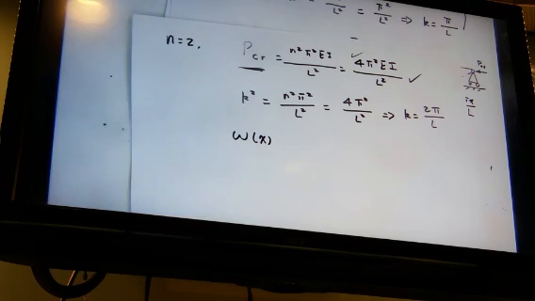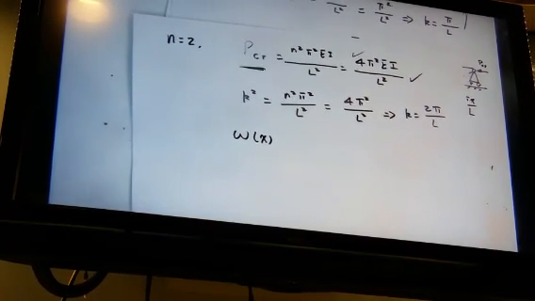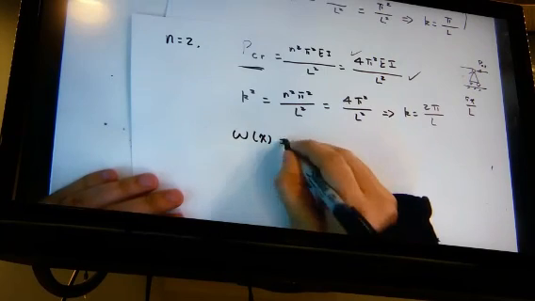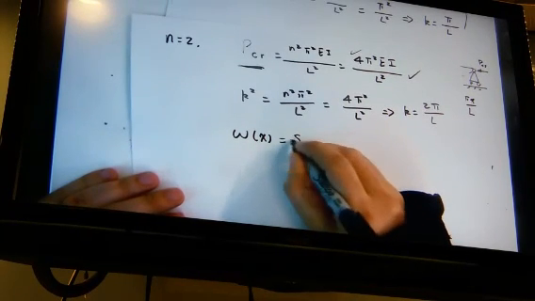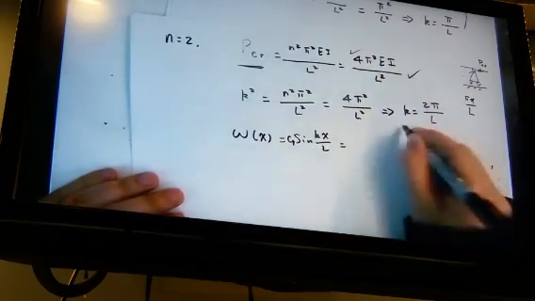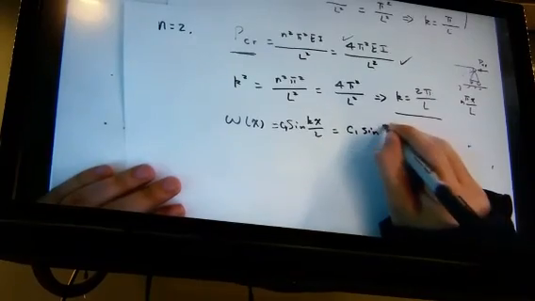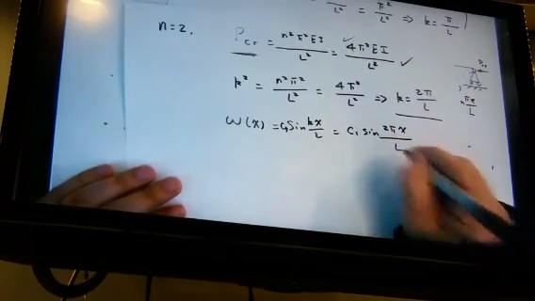So you can follow the same procedure to figure out the buckling critical loading and also the buckling mode. So what is the buckling mode for the second one? It is C1 sine(kx), where K equals that number, so it looks like C1 sine(2 pi x over L).